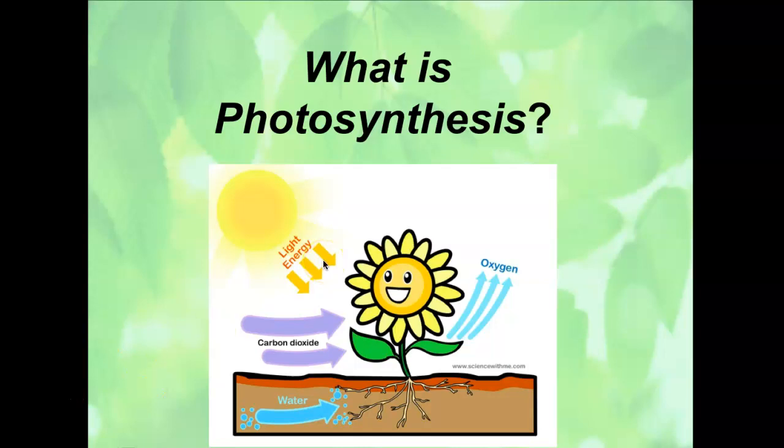Algae, cyanobacteria, also will go through photosynthesis. So it's going to be using photo, it's going to be using light, specifically from the sun, as well as a couple other things, carbon dioxide and water.